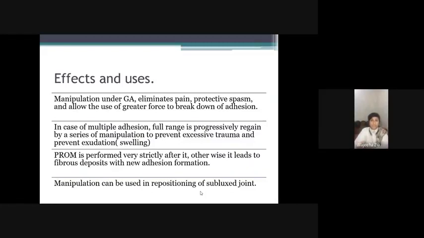If there are multiple adhesions, always avoid breaking the adhesions at the same time, because it will lead to further swelling and adhesion formation. The manipulation can be used for the repositioning of the subluxed joint, in case of dislocation of the shoulder, dislocation of the elbow. The manipulation can be used by the therapist to relocate the joint.